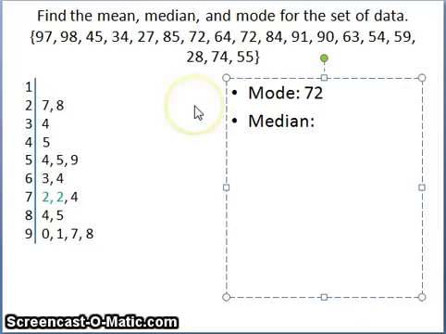Okay, the next one I'm going to do is median because it is also relatively easy. Remember that the median is the middle number or the average of the 2 middle numbers. Remember I did count that I had 18 numbers. So if I have 18 numbers, it means the 9th and 10th numbers will be the 2 median numbers. So 1, 2, 3, 4, 5, 6, 7, 8, 9.